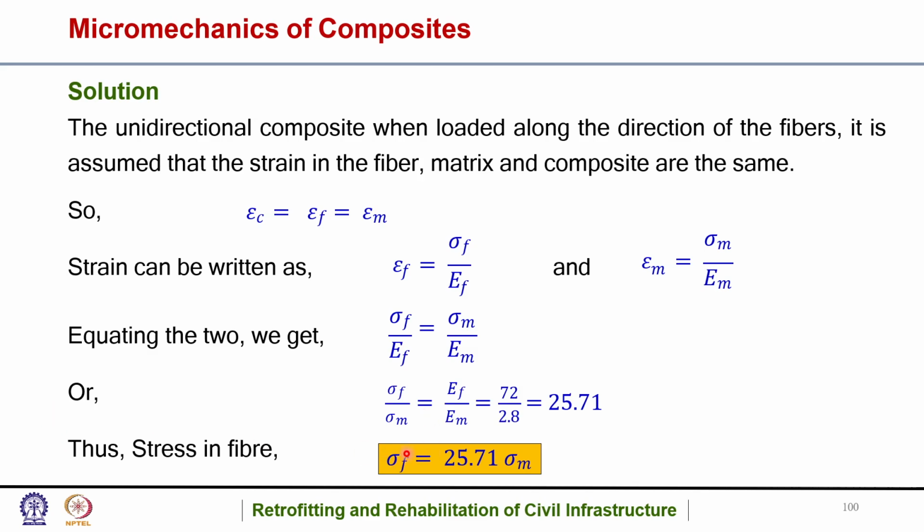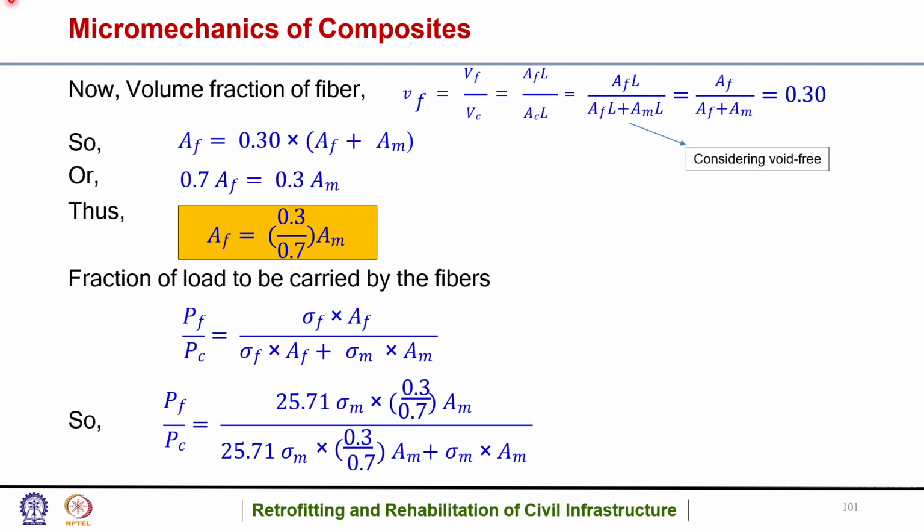Or sigma f by sigma m equal to Ef by Em, which is 72 by 22.8, which is 25.71. Thus, stress in fiber sigma f equal to 25.71 sigma m. So now the volume fraction of fiber Vf is equal to capital Vf by capital Vc, which equals Af L by Ac L, which is equal to Af L by Af L plus Am L, because we are considering void free. So these two combine to give the composite volume, right? So it is equal to Af by Af plus Am, that is 0.3.